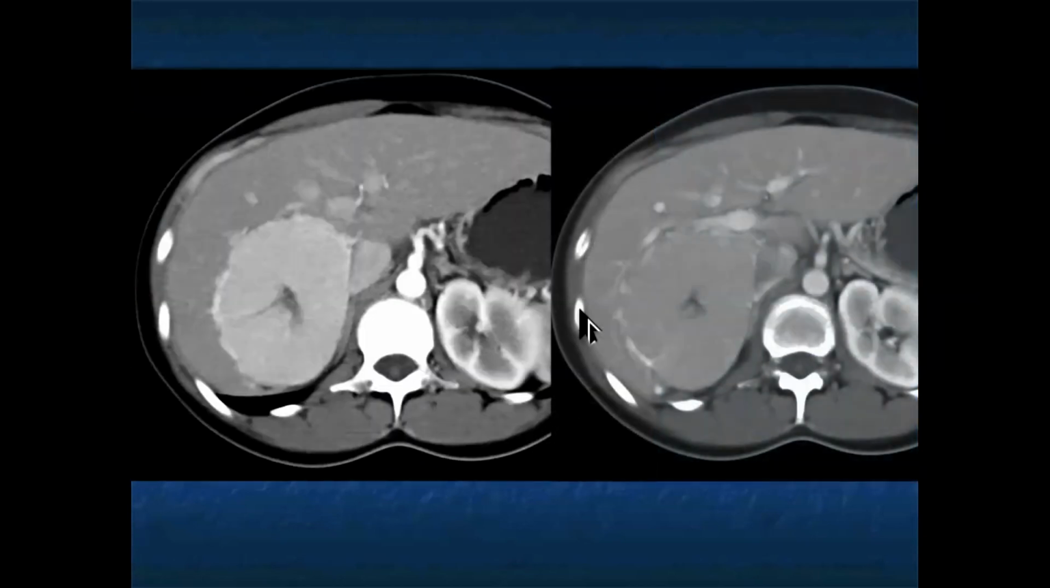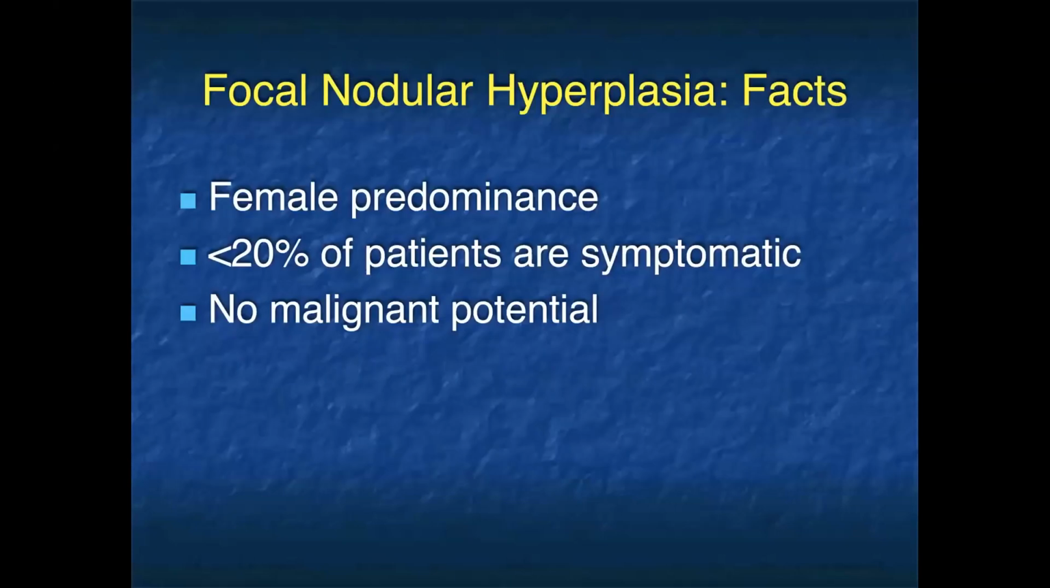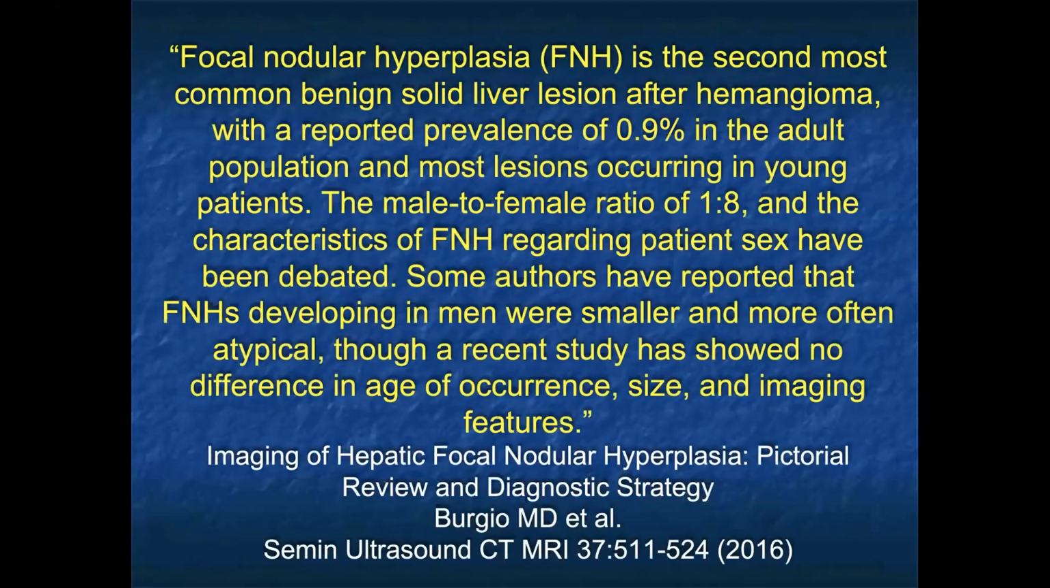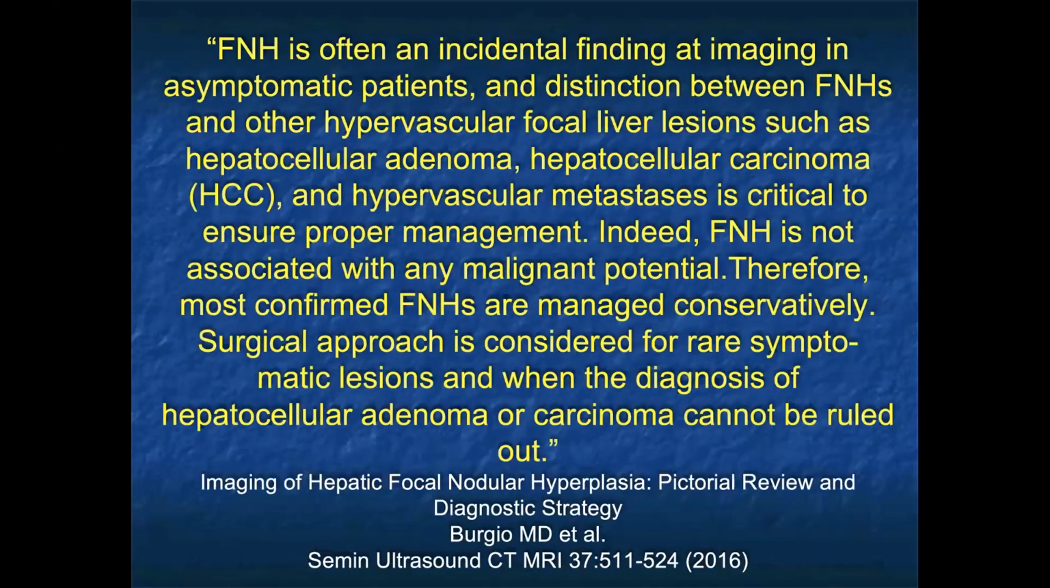FNH is a benign lesion. I wrote an article, the first article I ever wrote was on FNH, and we wrote at that time that scarring centrally was classic for FNH. Obviously, it's classic for FNH, but it can be seen with multiple other lesions as well. FNH is a benign, leave-alone lesion. It does not bleed. There's no malignant potential. Most of the patients are asymptomatic, okay? Second most common benign solid liver mass after hemangioma, but a lot less frequent.